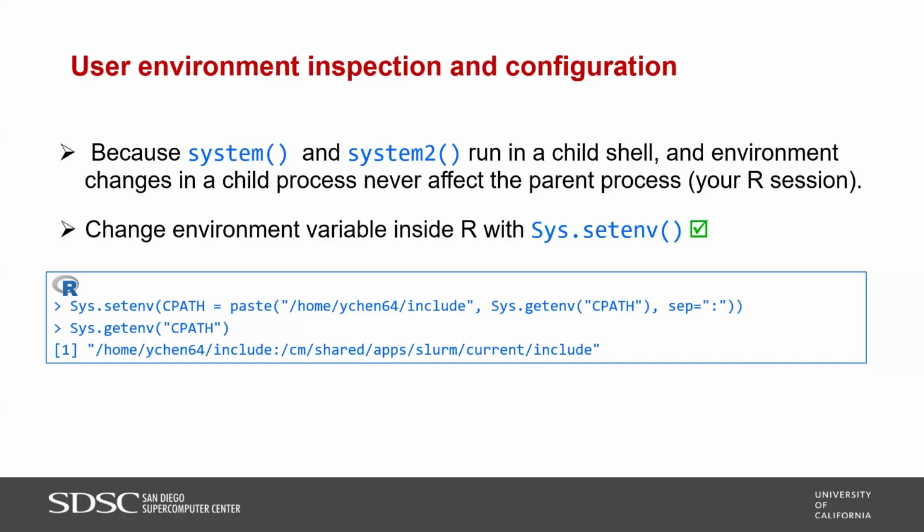You can paste the two strings of the path. The first string is my home directory path, and the second string is the system C path, and specify the separator as the colon sign. Then the Sys.getenv function can show that the C path now has been changed, including my home directory path.